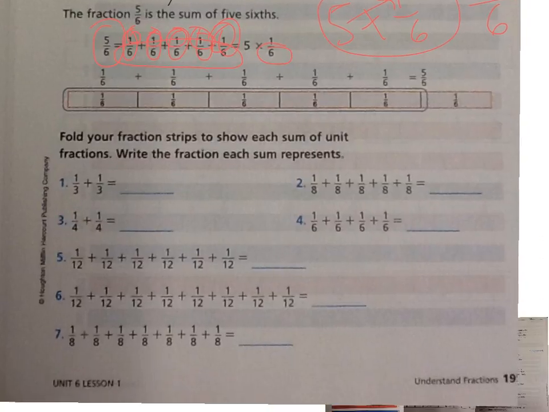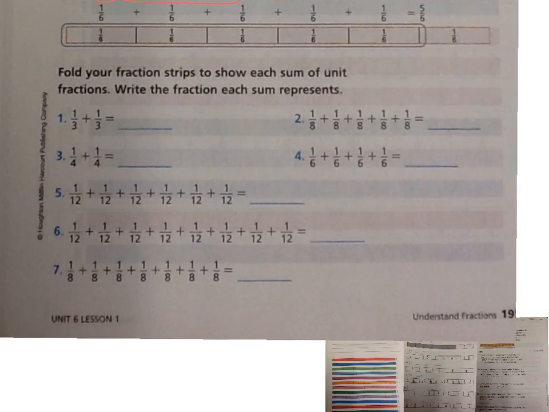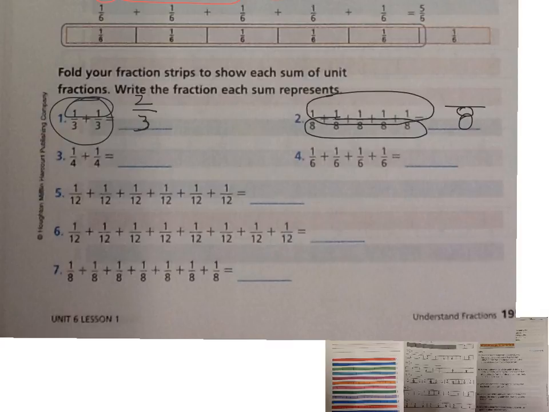So let's go on to these down below, and it says fold your fraction strips. Don't worry about your fraction strips. We're going to make them in our small group. Okay, so write the fraction each sum represents. You should be able to look at this and just know the answer. First thing I want you to notice is 1/3 plus 1/3. Because the denominator is the same, the answer will have the denominator 3. You are just basically adding the numerators. So you get 2/3 there. Number 2, denominator is the same on all these, so the answer will have the denominator of 8. And you just add the top. 1 plus 1 plus 1 plus 1 plus 1. There's 5 ones, so that's 5/8.